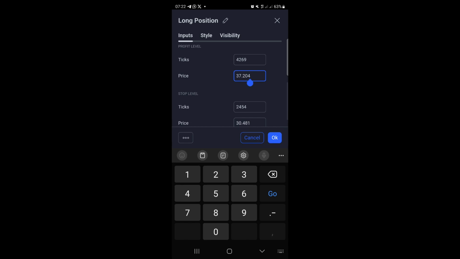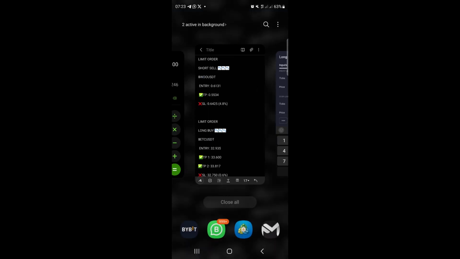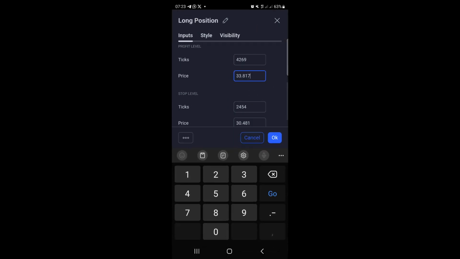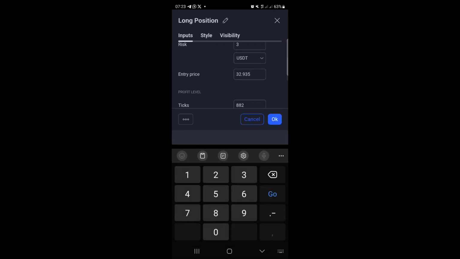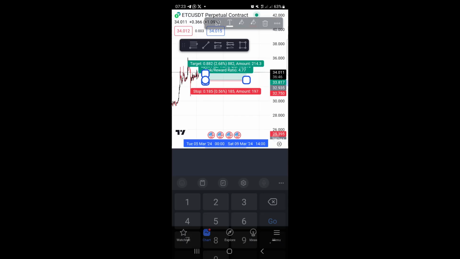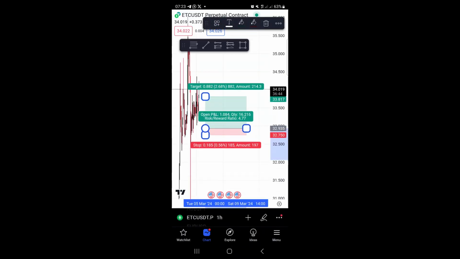So put it here, 33.817. Then the stop loss is 32.750, and you see the stop loss percentage that we arrive at. Once you've done, just click on OK. You can see it has drawn it already automatically. You can confirm the prices from this bar here. You can see the stop loss 32.750 in red, the entry 32.935 in gray, and the take profit 33.817 in green.